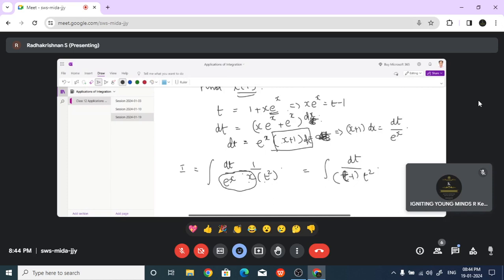Okay. So this we can now resolve, because this is like a product in the denominator. If there is a product in the denominator like this, what do we do? We have to use partial fractions, decompose into partial fractions.